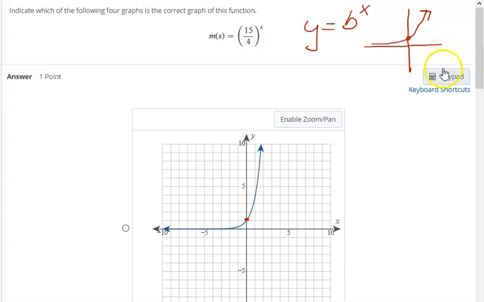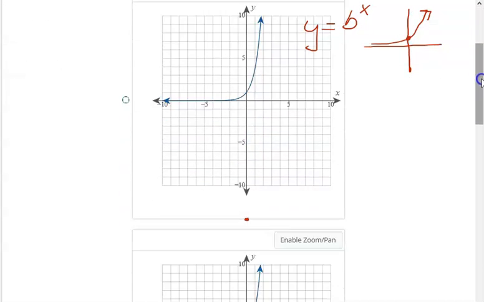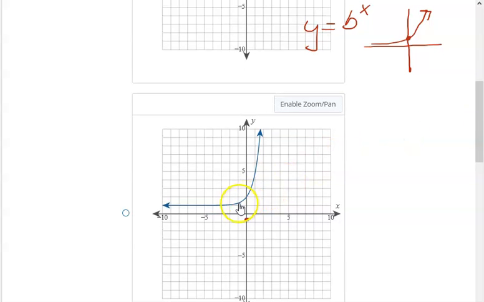Let's take a look at the others. This is not going through 1. And I'll take my dot off of there. That's confusing.